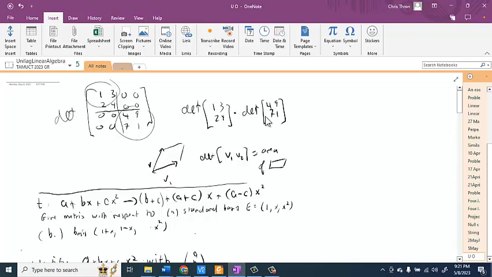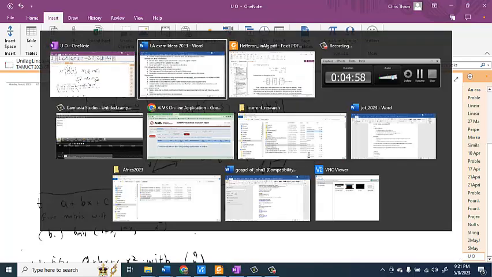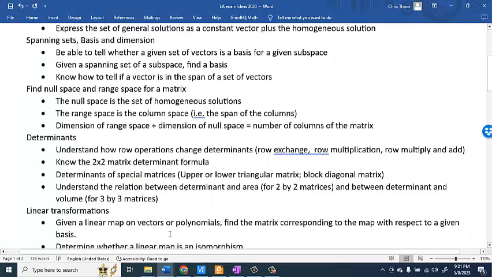You should also know the relationship between determinant and area. Here I have two vectors, v1 and v2, and I take the matrix whose columns are v1 and v2. The determinant of that matrix is the area of this parallelogram. Similarly with 3 vectors. If you have 3 vectors in 3 space, it's not going to be an area, it's going to be a volume. Volume of the box determined by those 3 vectors. Okay? All right. So linear transformations.